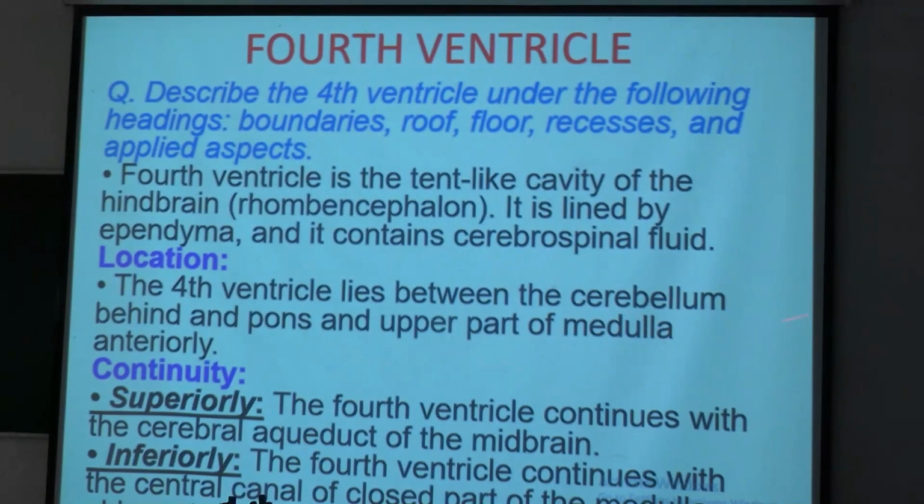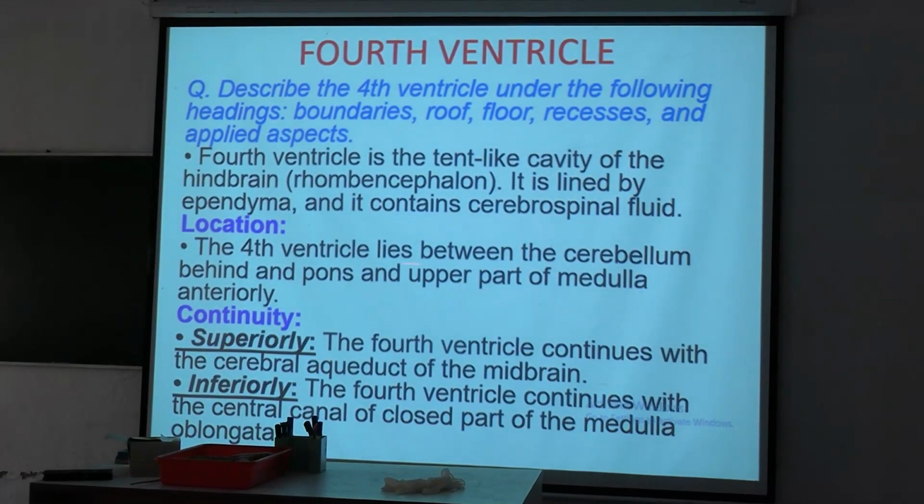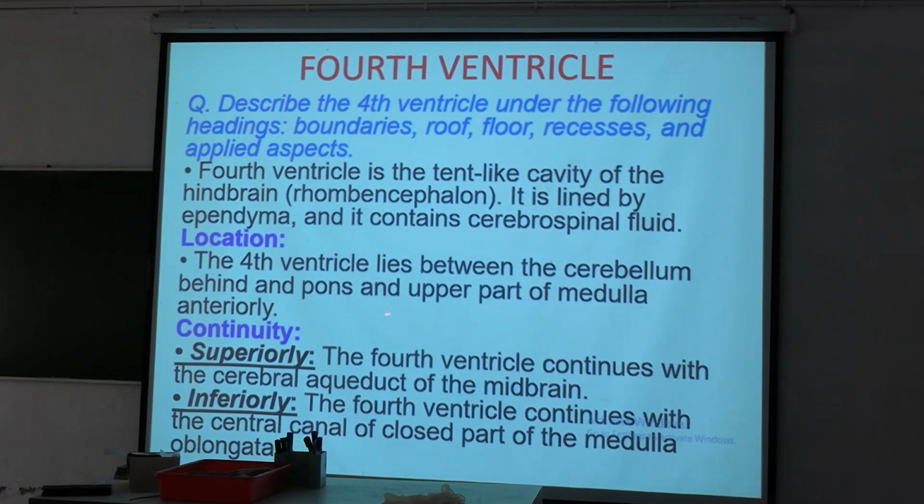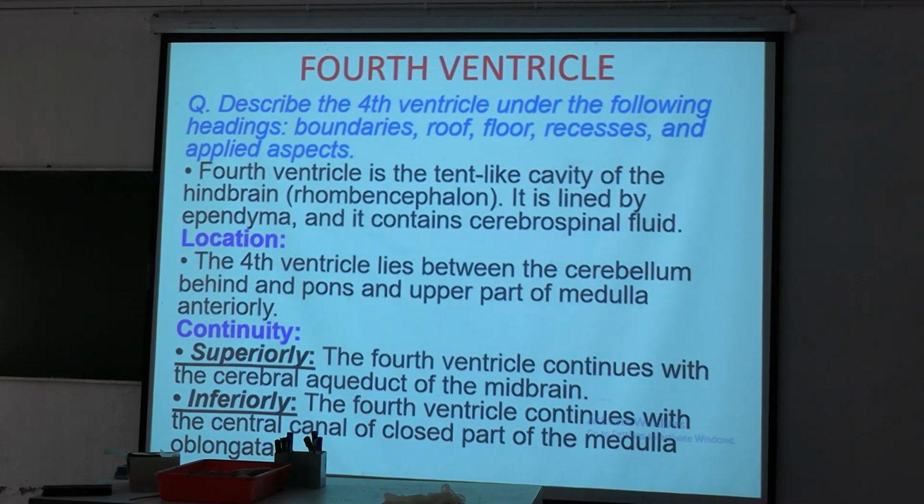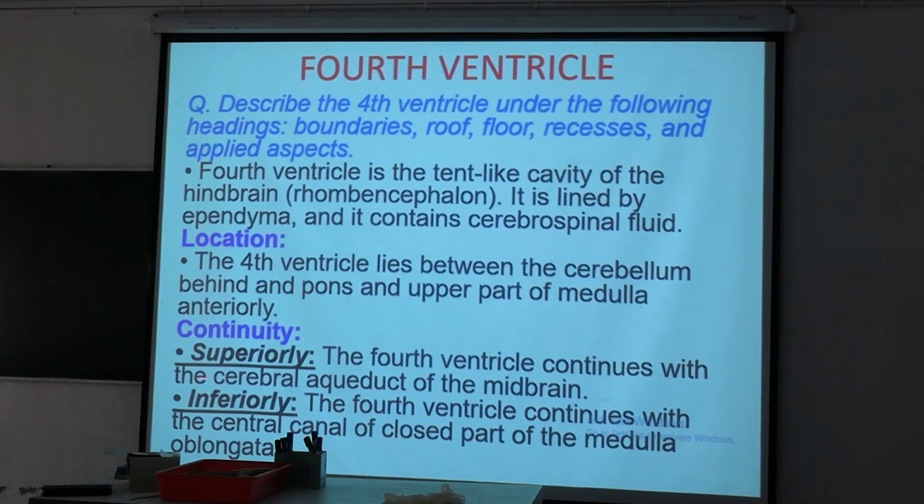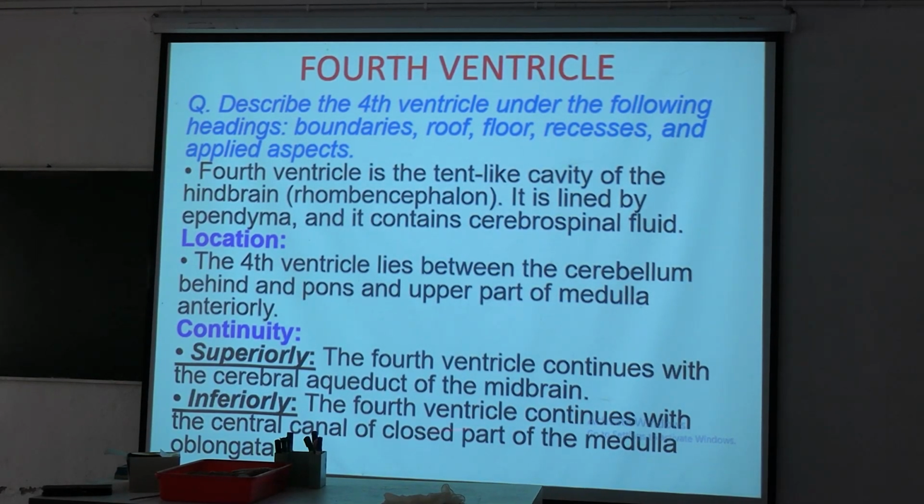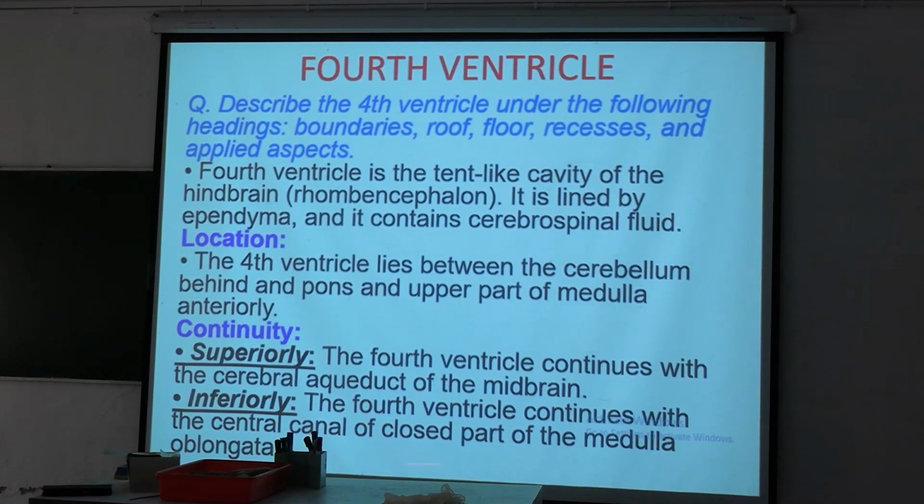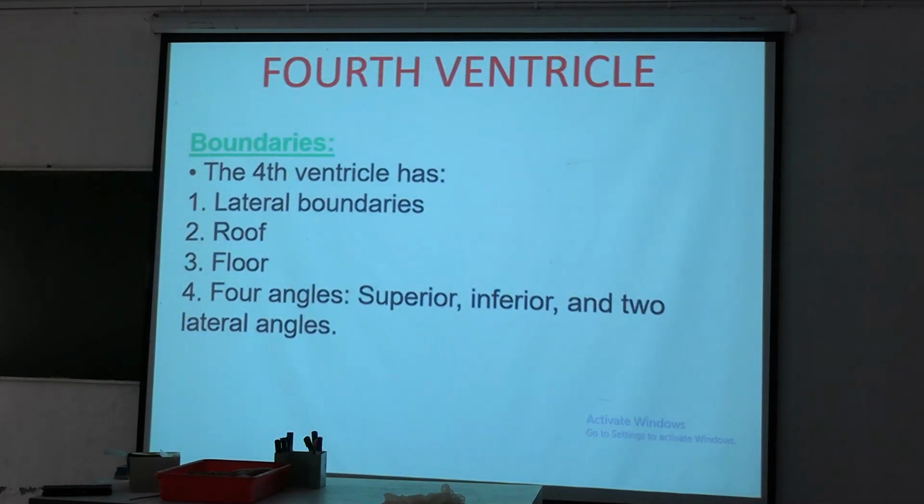So the fourth ventricle is a tent-like cavity of the hindbrain or rhombencephalon, lined by ependyma, and contains the CSF. Its location lies between the cerebellum behind and the pons and upper part of the medulla anteriorly. Superiorly it continues with the cerebral aqueduct of the midbrain, and inferiorly it continues with the central canal of the closed part of the medulla oblongata.